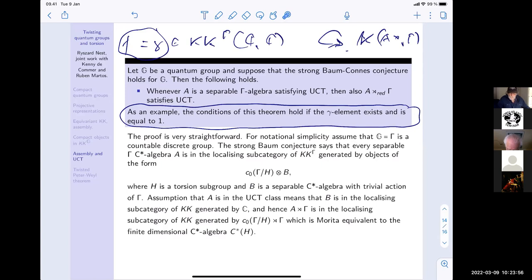And wait, when you say Baum-Connes, you actually mean Baum-Connes with coefficients, right? Sure, I said strong Baum-Connes, yes. Yeah, Baum-Connes with coefficients, but not just Baum-Connes with coefficients, strong Baum-Connes with coefficients. Baum-Connes with coefficients says that the action here is by the identity. Right? Strong Baum-Connes says that it is actually one.